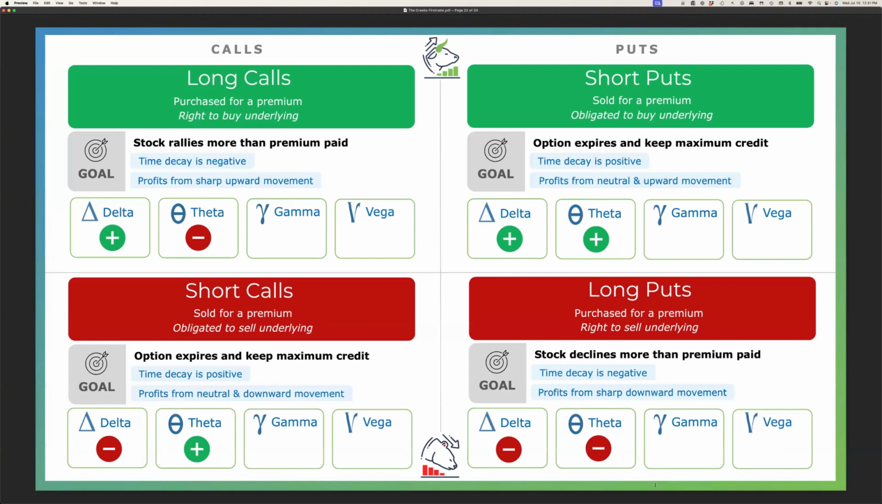So that covers theta, right? Basically anything that's long calls and long puts is going to have a negative effect from theta. Short puts and short calls are going to have a positive effect from theta on those overall positions.